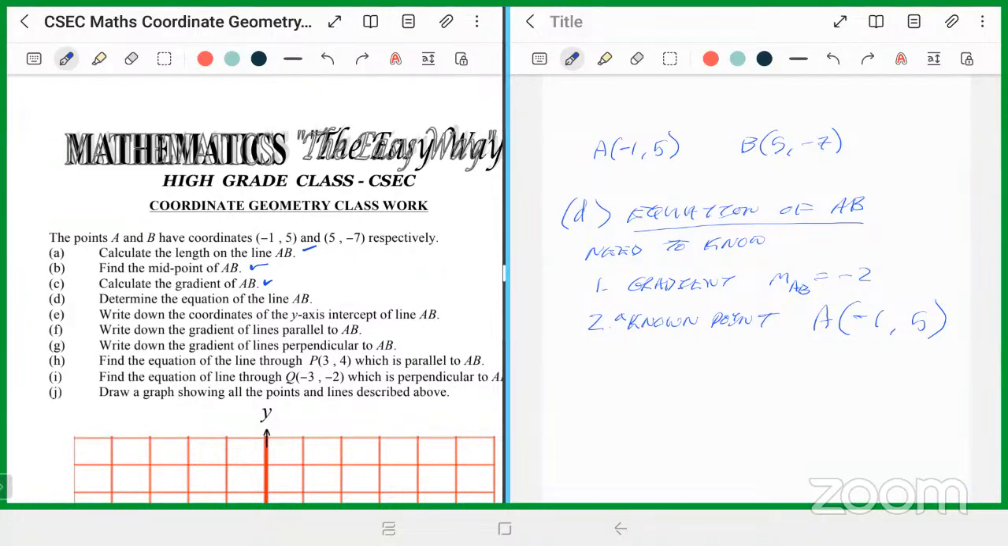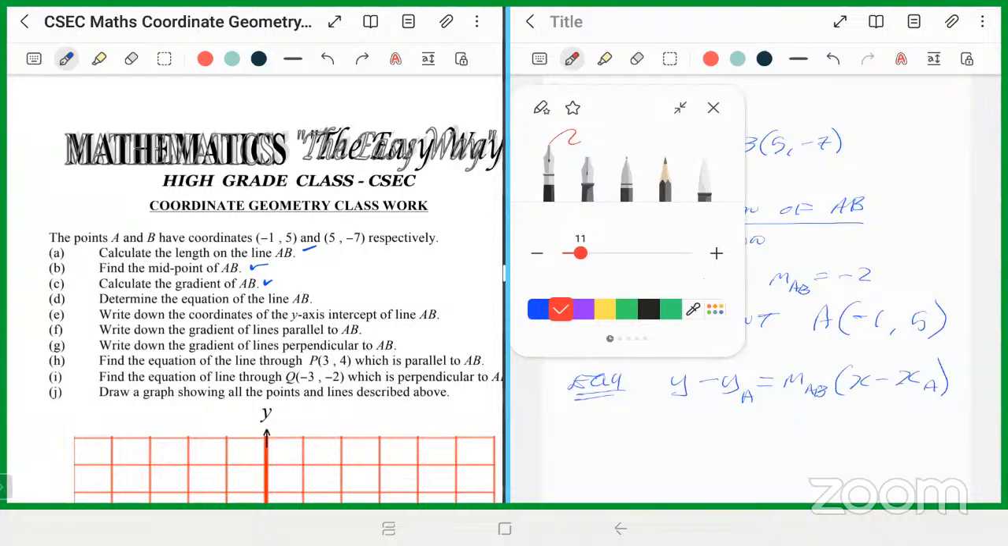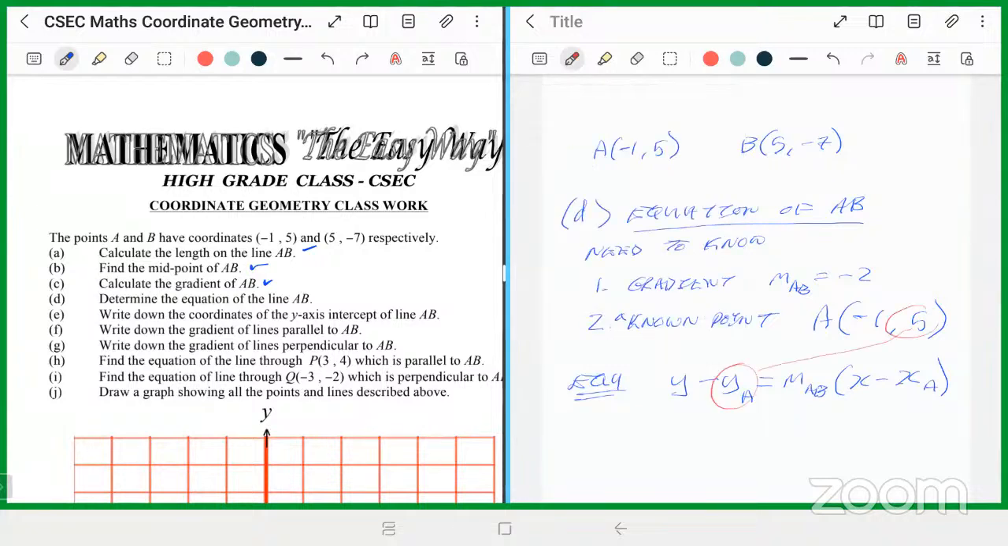The equation using the point gradient form is y minus the y value at the point. If using A, I'm going to write YA equals the gradient of the line AB into x minus the x value at the point. The point we're using again is A, so I'm going to write XA right here. So the y value at A is this one, the gradient is this -2, and the x value at A is this -1.